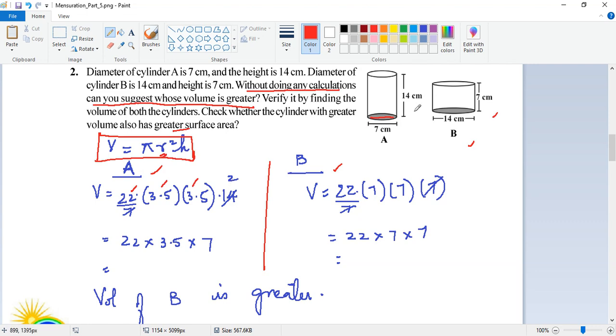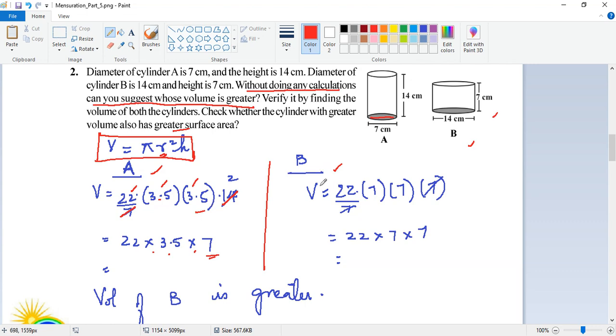And h is 14, so I put 14. Now see, I can cancel. 7 2s are 14, right? So now I get 22 into 3.5 into, now 3.5 into 2 is 7 again, right? Double of 3.5 is 7. So I am getting 22 into 3.5 into 7. Now I am not calculating it, I am just keeping it as it is.